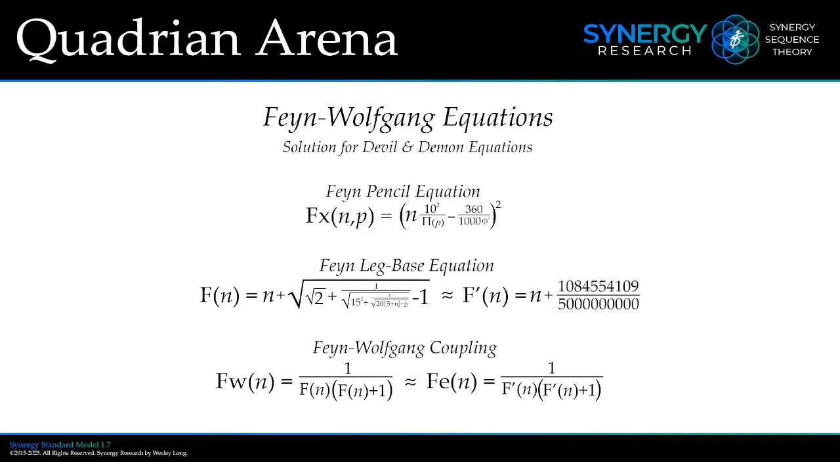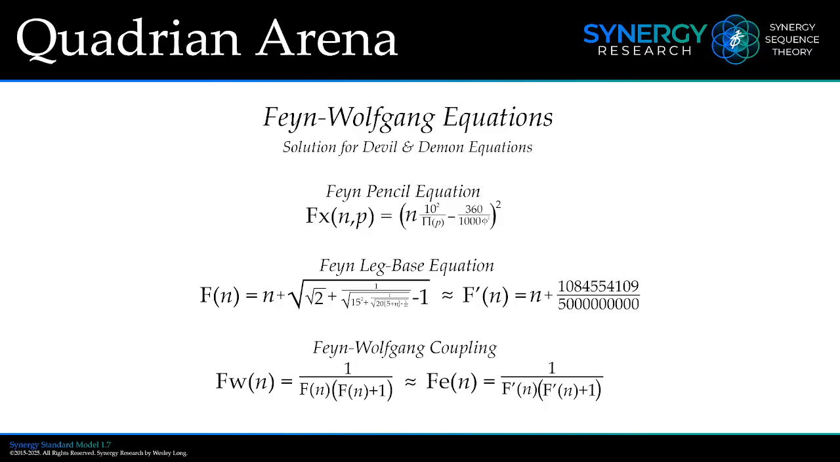Here we witness the culminating synthesis of the Quadrian Arena, the unification of symbolic geometry and fundamental physics through a system of 3 fine Wolfgang equations. These aren't just mathematical curiosities. These are the solution set to the devil and demon equations introduced previously, forming a consistent derivable path to constants like A, mass ratios, and potentially even G.